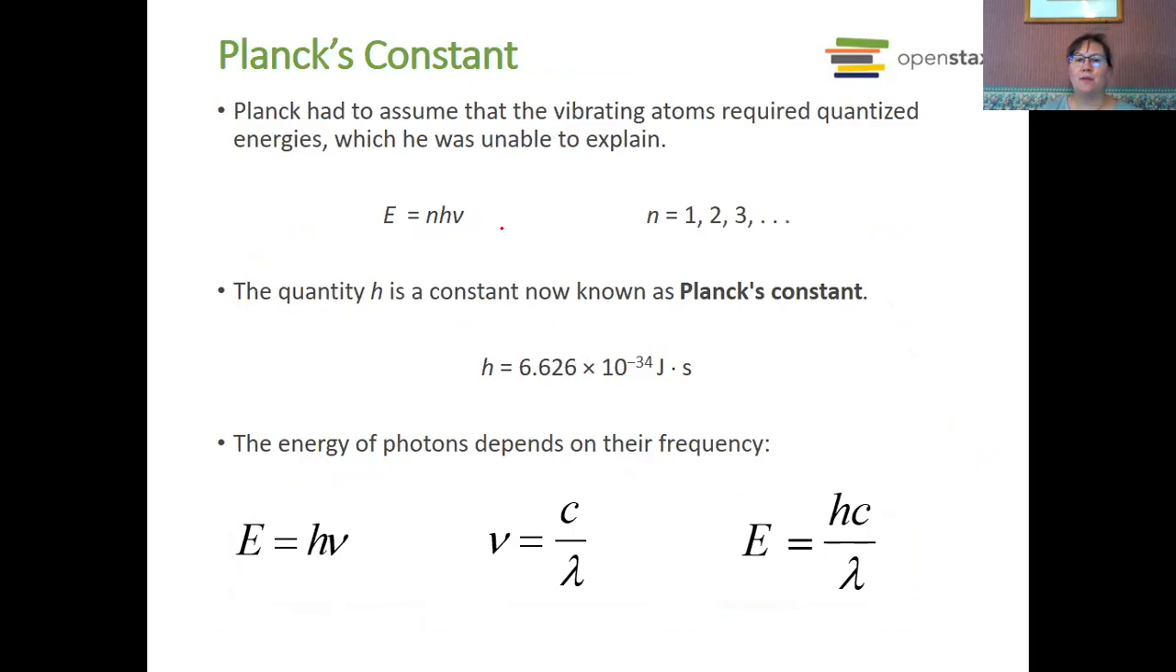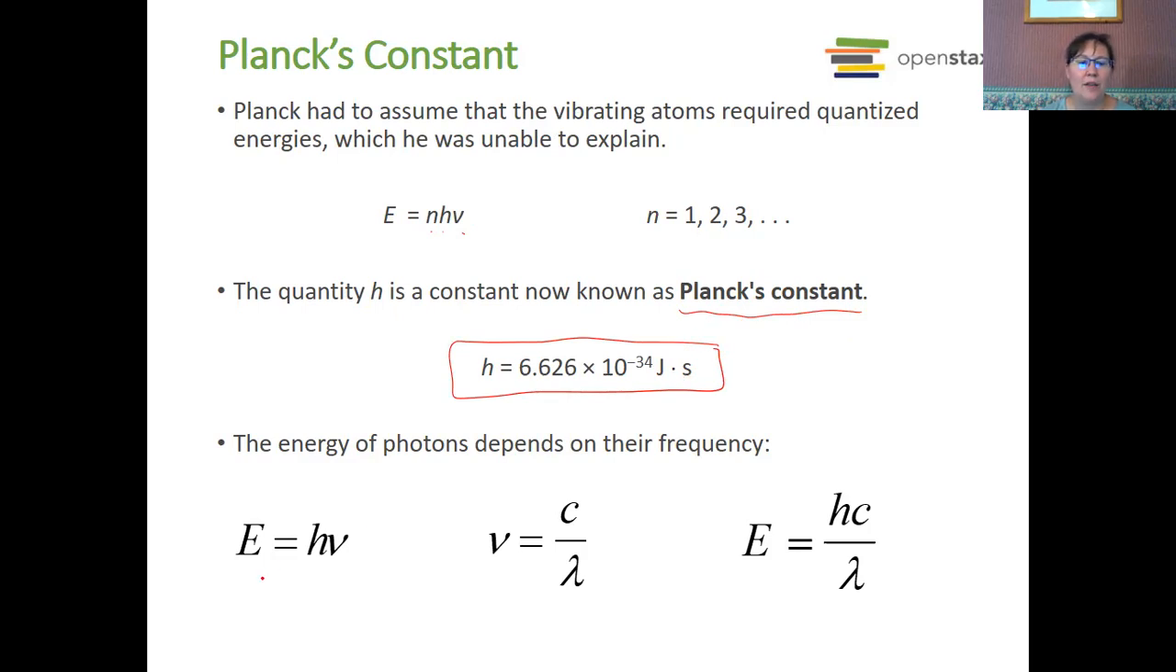Planck had to assume that the vibrating atoms he saw required quantized energies. And he wasn't able to explain that, though we have been able to explain that since. Therefore, what we came up with is E is equal to nh nu, where h is now known as Planck's constant, and it's really big. It's 6.626 × 10⁻³⁴ joule seconds.